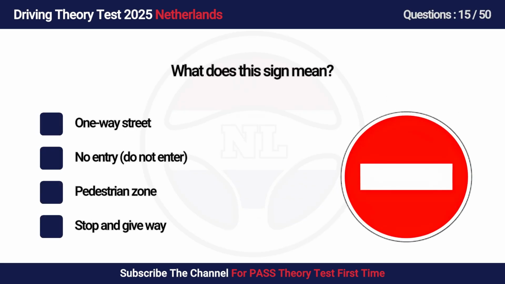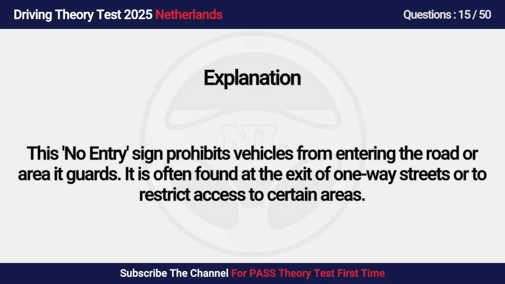A. One-way street. B. No entry, do not enter. C. Pedestrian zone. D. Stop and give way. Answer is B. No entry, do not enter. This no entry sign prohibits vehicles from entering the road or area it guards. It is often found at the exit of one-way streets or to restrict access to certain areas.